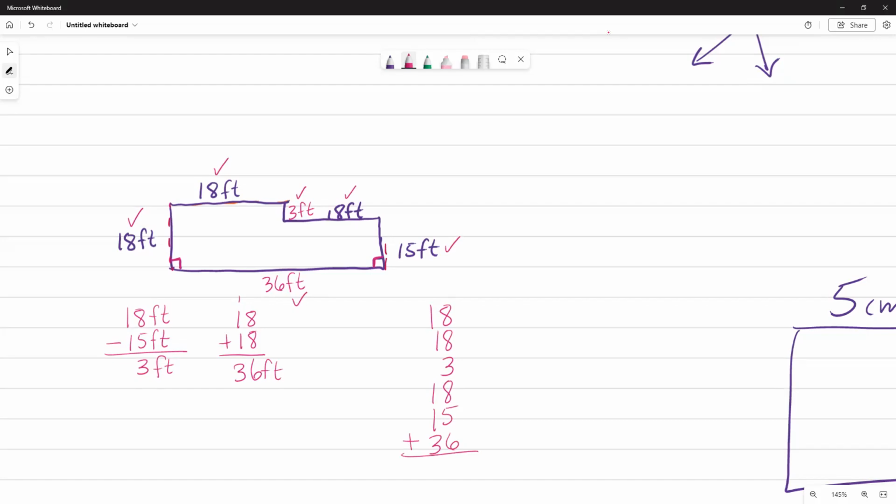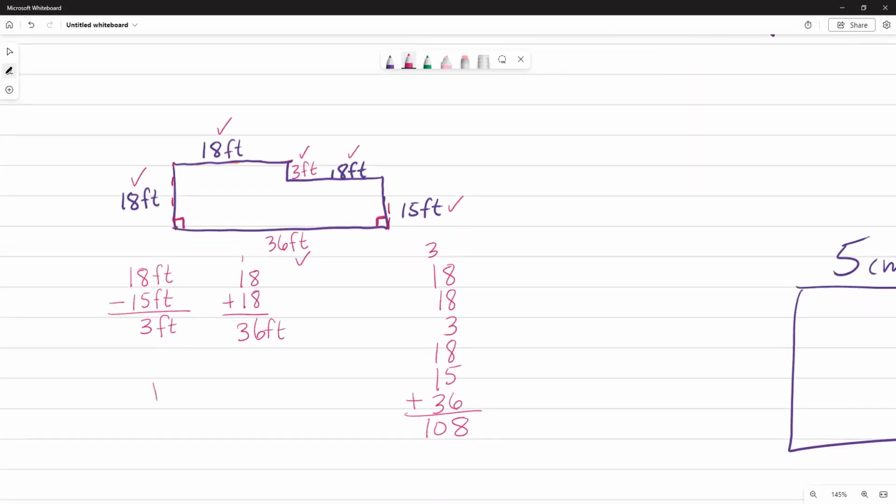And we add that together. So 8 plus 8 is 16, plus 3 is 19, plus 8 is 27, plus 5 gives me 32, plus another 6 is 38. Carrying that 3: 3, 4, 5, 6, 7, plus 3 is 10. So that means that the entire perimeter of this polygon is 108 feet.